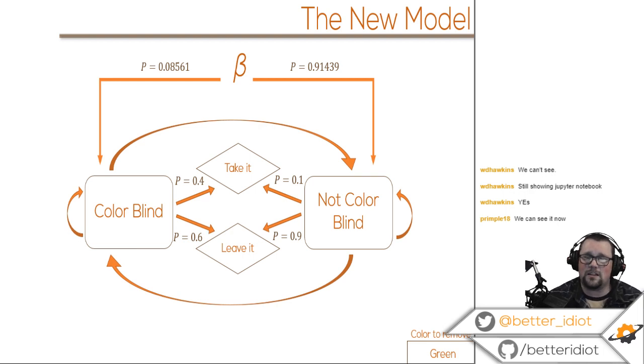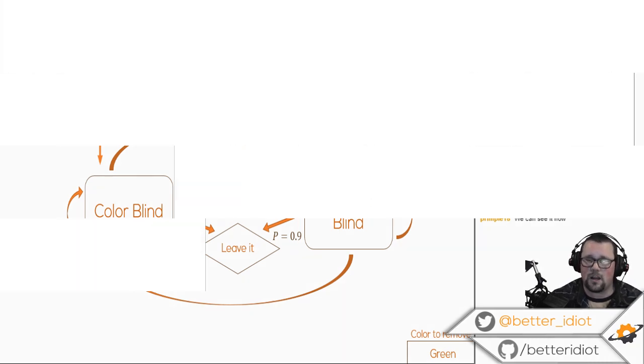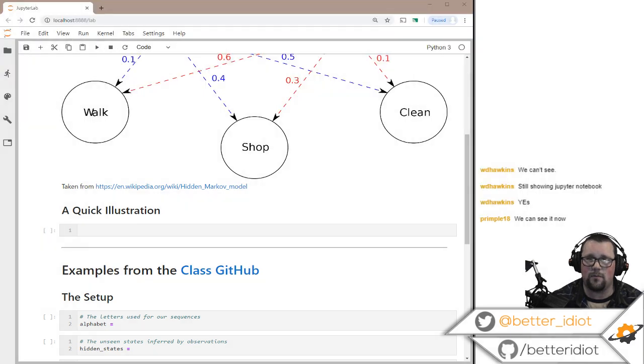So now we see that there's these biases that an HMM can actually somewhat account for, so long as we know some starting values. I hope that was a helpful illustration, but now let's get into the coding. I just kind of wanted to solidify some of this information for you guys.